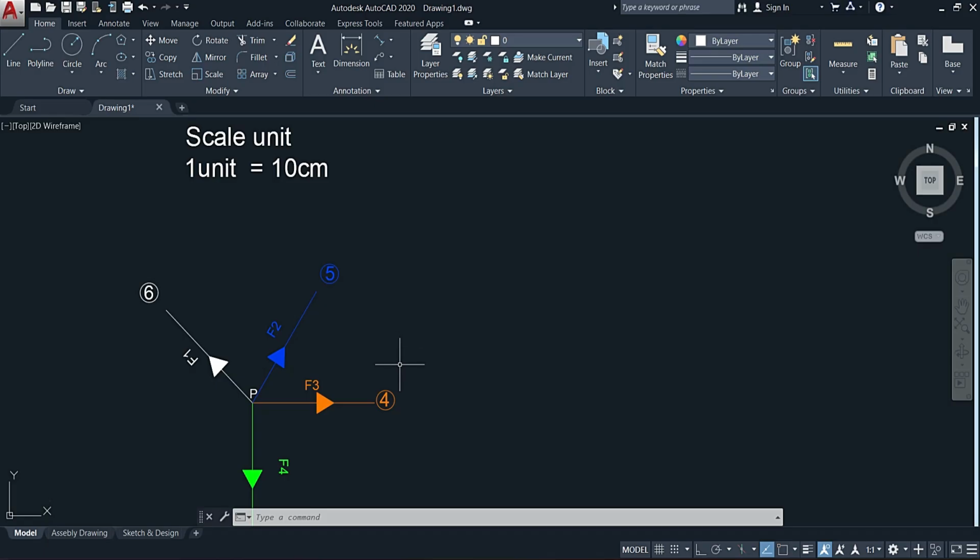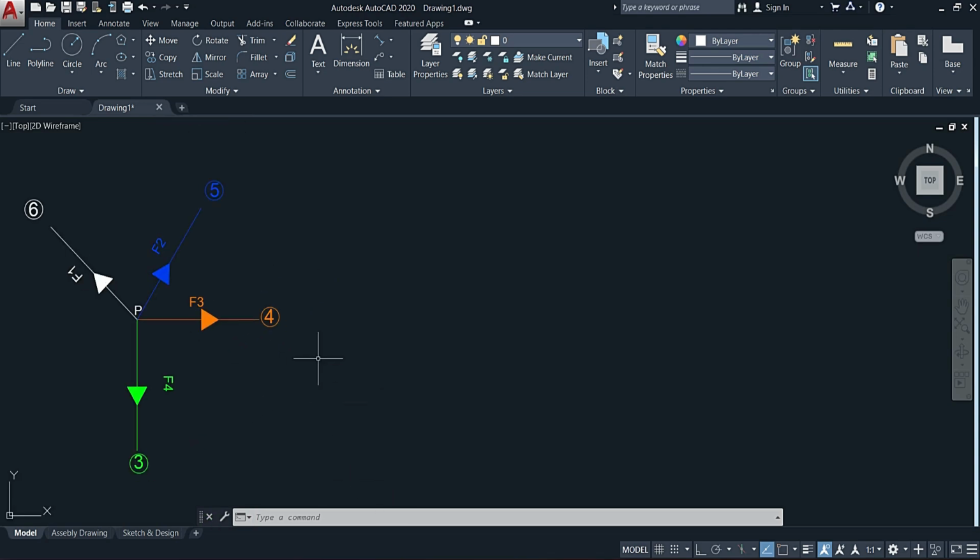Now, how do we convert this to our drawing? We must first redraw our forces, all right? And we'll redraw our forces with the respective magnitude or forces. For example, this line here that represents F3 will be equal to 40 centimeter. So we're going to be redrawing this line, but it's going to be equal to 40 centimeter. So let's go ahead and draw that one there.